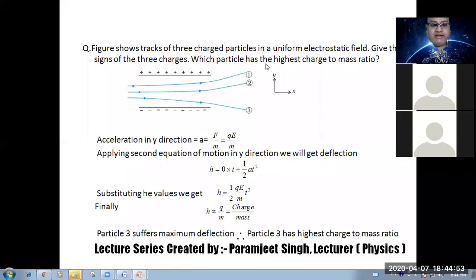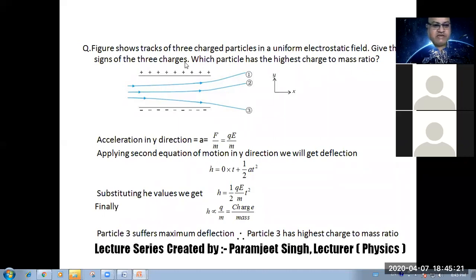Which particle has the highest charge to mass ratio? Charge to mass ratio means Q by M. Suppose charge on the particle is Q, mass of the particle M. We have to find which particle has the highest Q by M. Okay, so let us start solving the question.